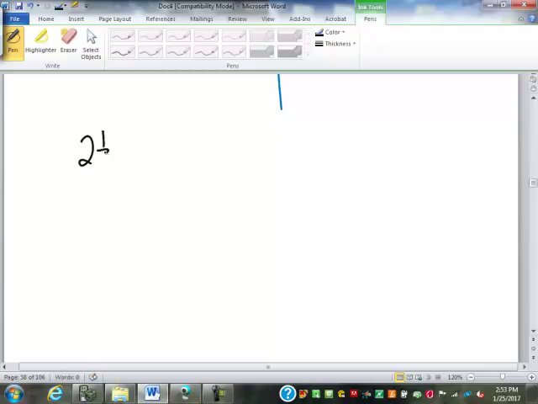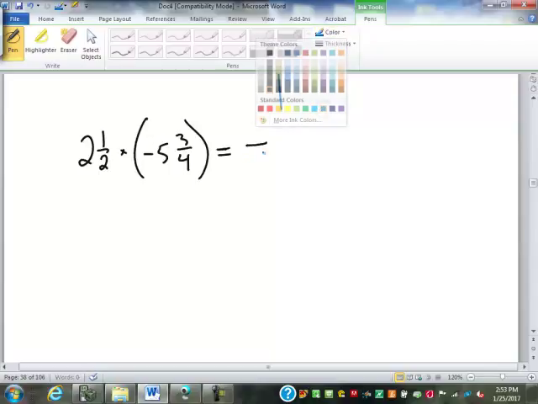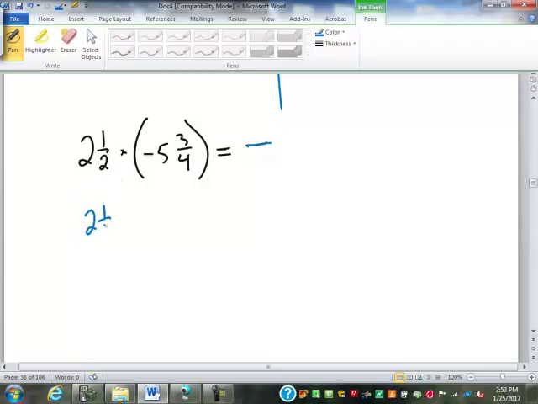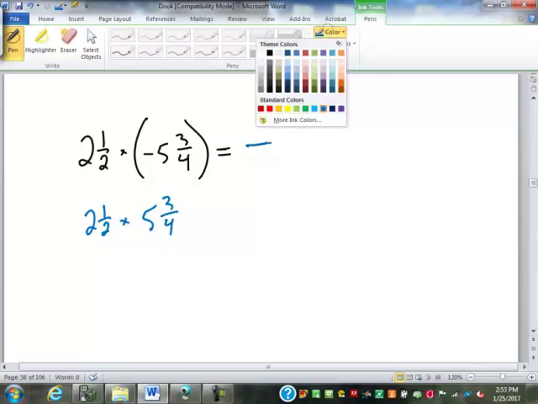If I have 2.5 times a negative 5 3/4, is my answer going to be positive or negative? It will be negative. I have a positive times a negative is going to be negative, no matter what kind of numbers I'm working with. So now I just have to multiply my 2.5 times 5 3/4 to get the magnitude of that number.